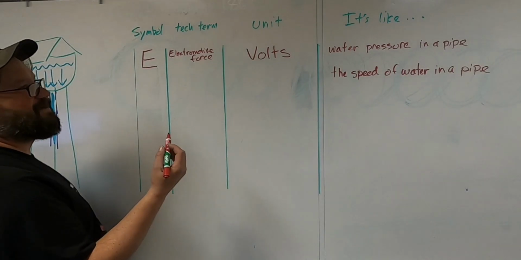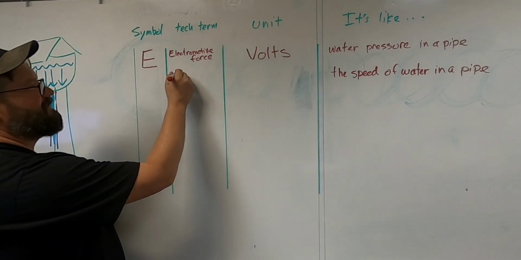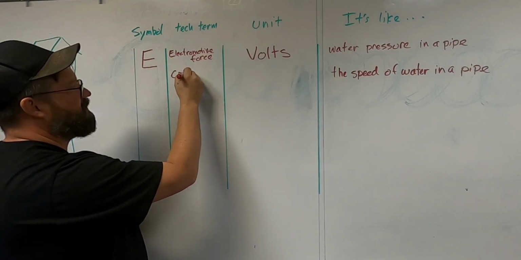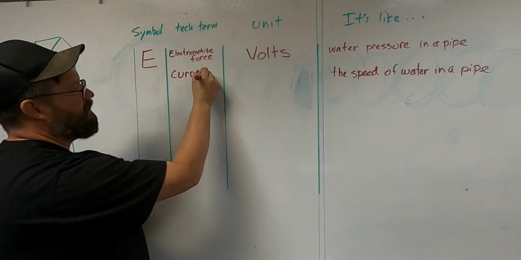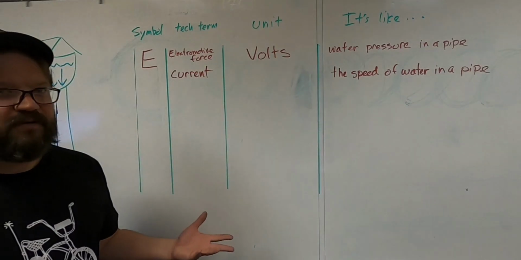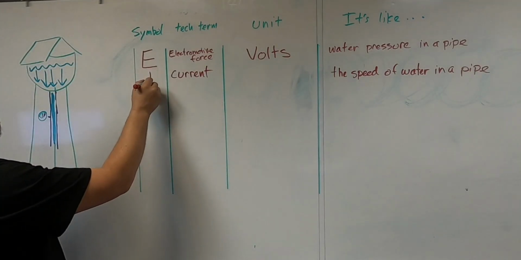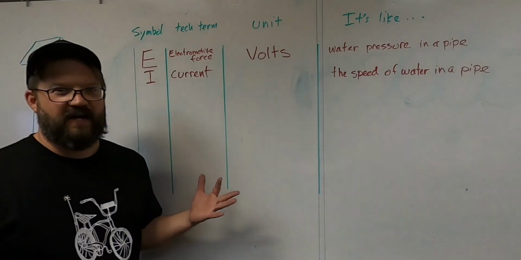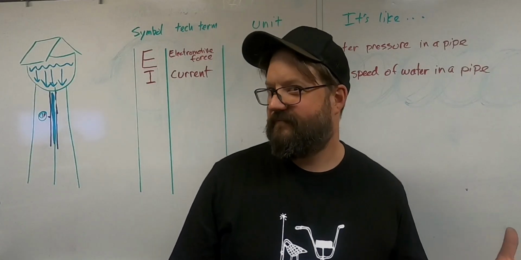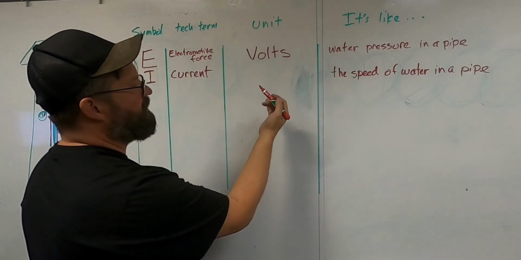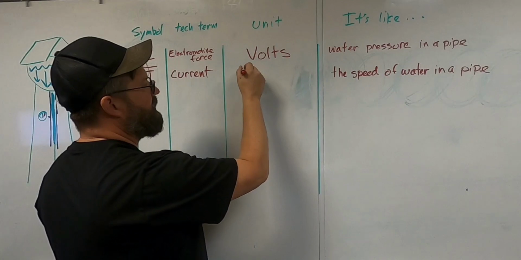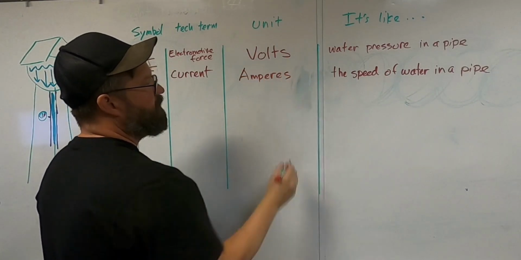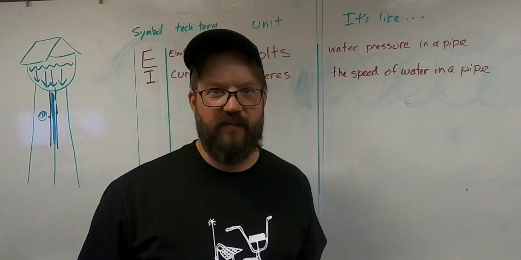The technical term, you've probably heard it before, is current. I've said it a bunch of times already. I can't talk about electricity without talking about current, especially when I'm using the water analogy. Interesting, a different letter represents current in an equation. Why is it I? I'm not sure. The unit that we use to measure current is called amperes, but if you'd like to shorten that, you can say amps also.